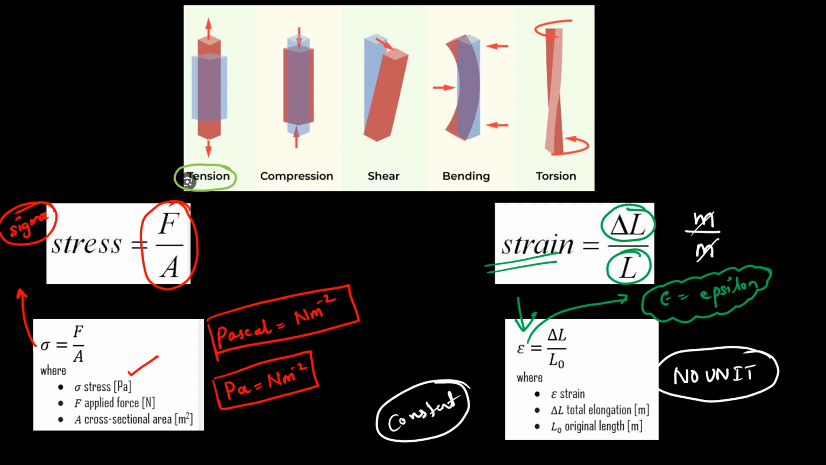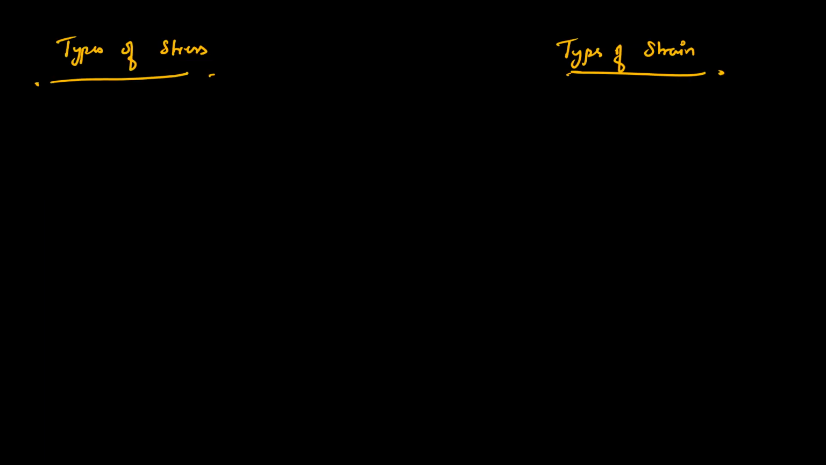If I pull any material along its length, that is known as a tensile force, and whatever the force that is applied, that is your F, and whatever the cross sectional area, this is going to be your A, right? And if I extend this, this was the length before, right? Now this is extended by a small distance, which is delta L. So from the same thing we can have tensile stress and tensile strain as well.